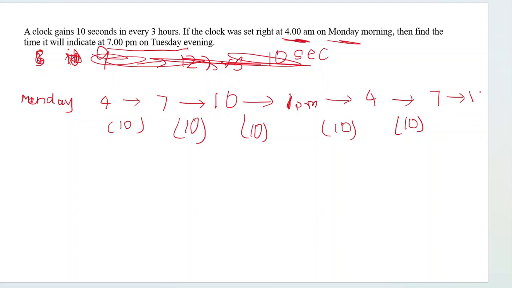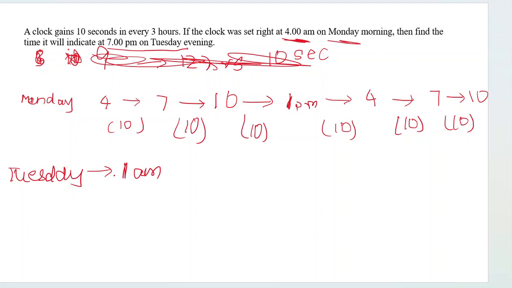You take 7, you add 3, you get 10. Again you get 10 seconds extra. Similarly, now to 10 you add 3, you will get 11, 12, 13. But there's no 13, so that means this is 1. Now this is 1 a.m. Now this is your Tuesday. Now 1 a.m. Tuesday, all this happened on Monday itself.